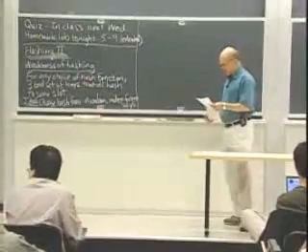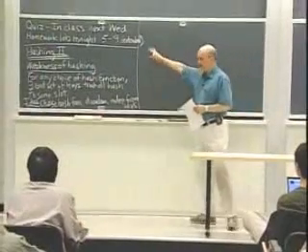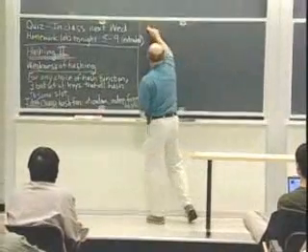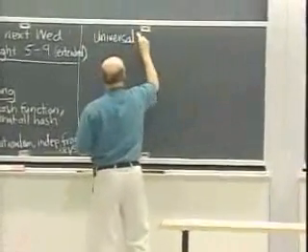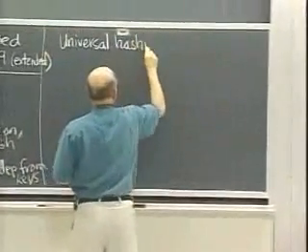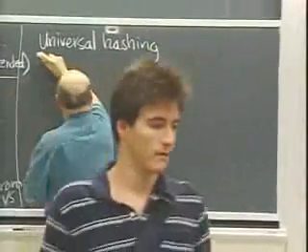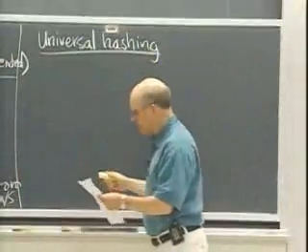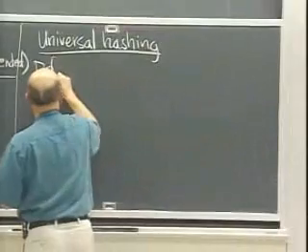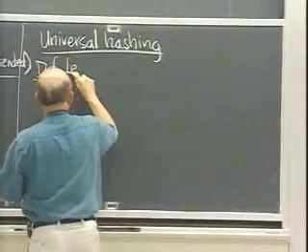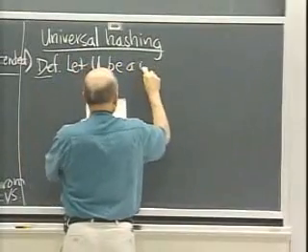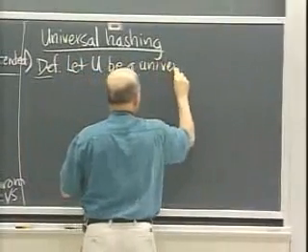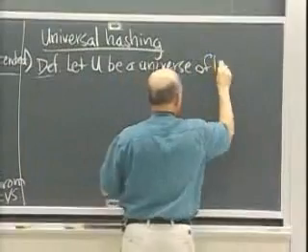Okay? And so it turns out you can make this scheme work. And the name of the scheme is universal hashing. Okay, is one way of making this scheme work. So let's do some math. So let's let U be a universe of keys.